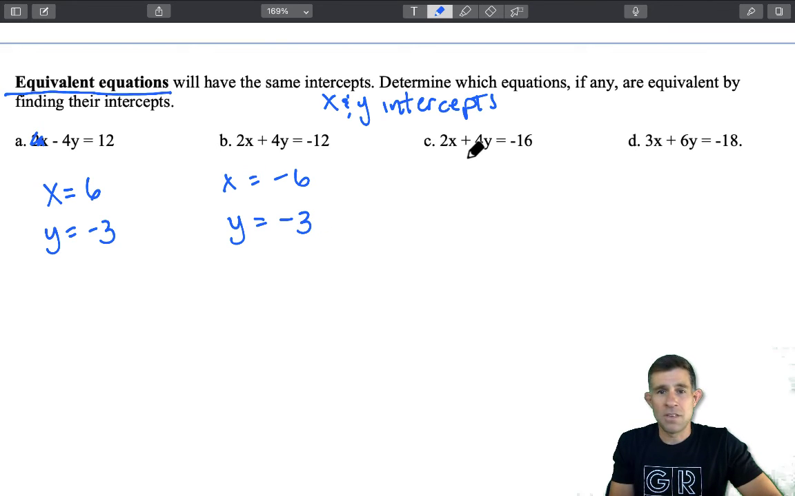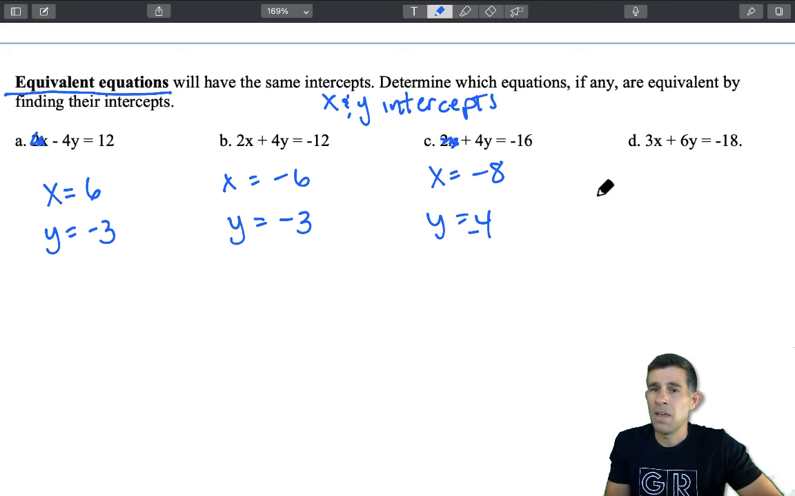All right, the equation here in letter C. Again, I'm going to find my x and y intercept. I can find my x-intercept by covering up this y term. Divide over that 2, I get negative 8. And now when I find my y-intercept by covering up my x term, I'm going to get negative 4. Oops, that's a negative 4. And finally, my last equation here has an x-intercept of negative 6 and a y-intercept of negative 3.